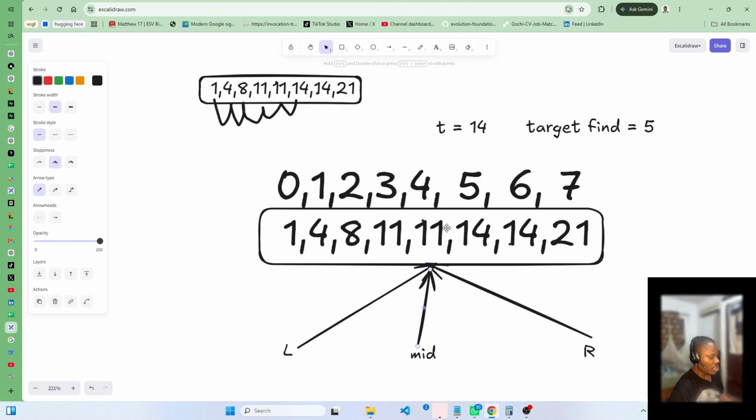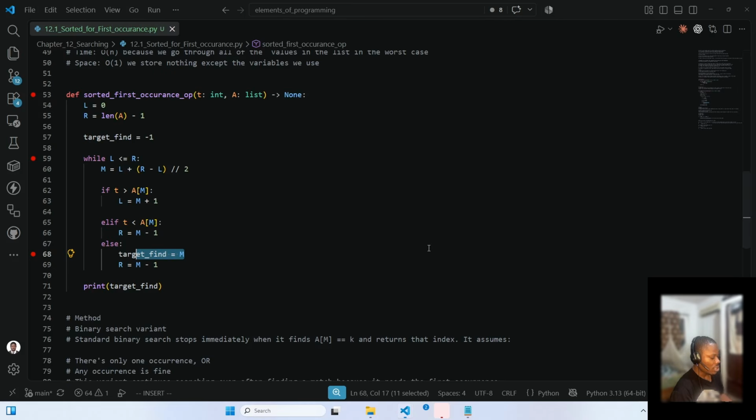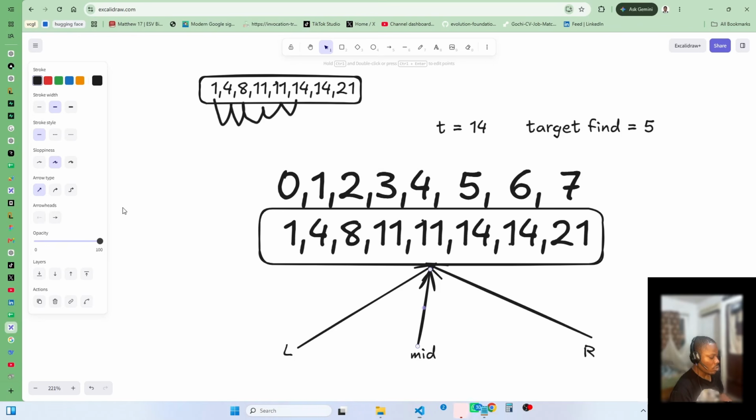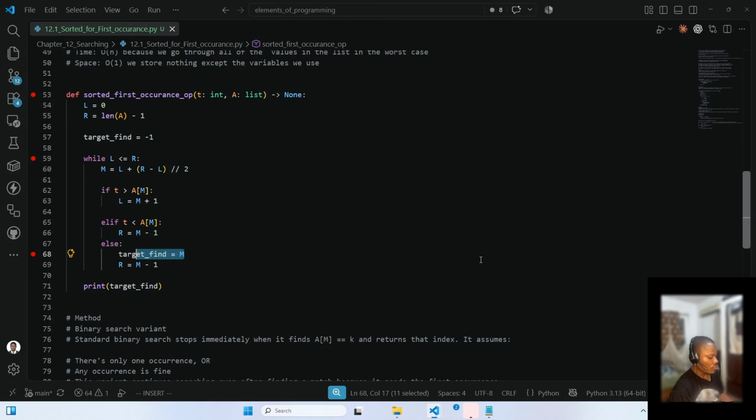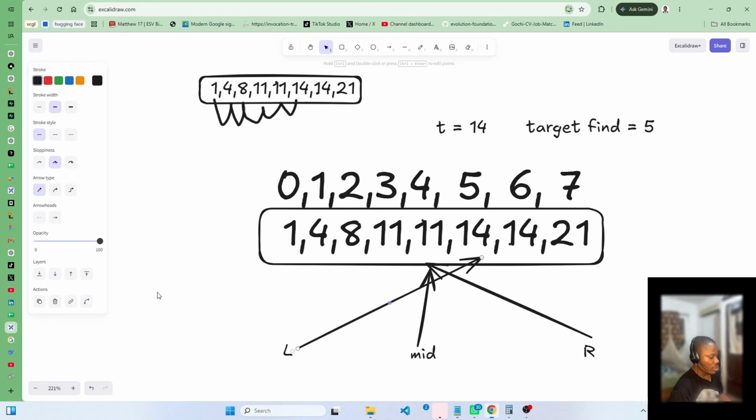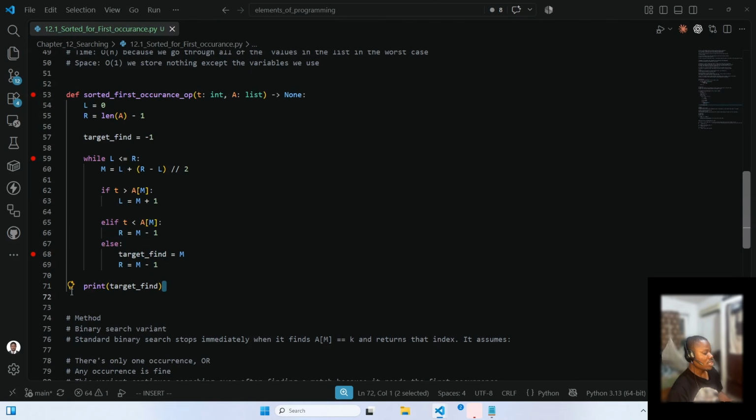T, yes, is greater than 11, because M is now pointing back at 11. So we move L forward. We take L right here and move it forward to M plus 1, which is here. Once we've done that, we come back and check, is L less than or equal to R? Basically that condition does not hold true anymore. So we come out here and print 5, which is our target find, which is what it asks us to print here. So basically that's the solution.